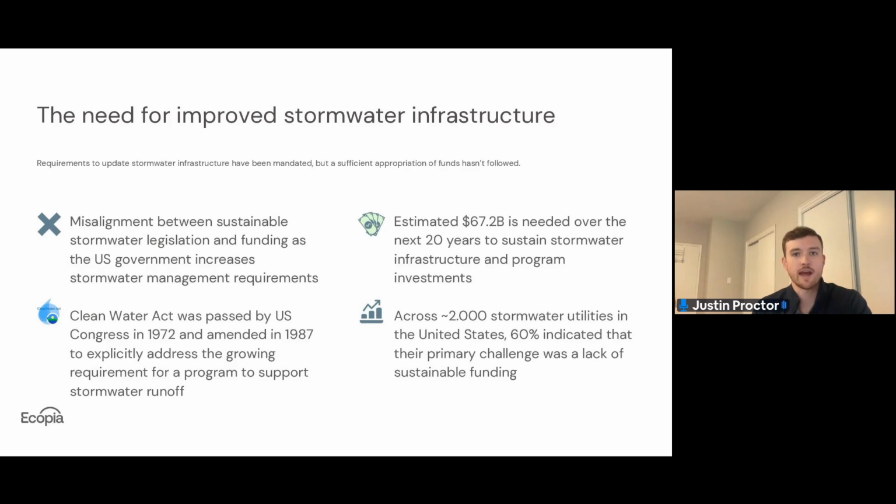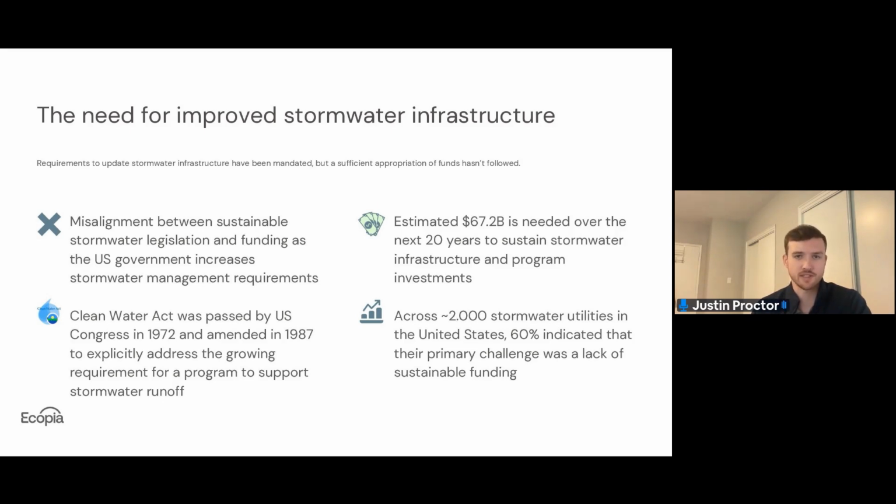The US government has acknowledged that there is a problem. What they've done is establish regulations through the Clean Water Act requiring municipalities and counties to have programs in place to support this, whether it's MS4 permitting or just regulations through the Clean Water Act itself. However, there are challenges that exist within these regulations. The challenge is that the government didn't align these regulations to a sustainable funding source.